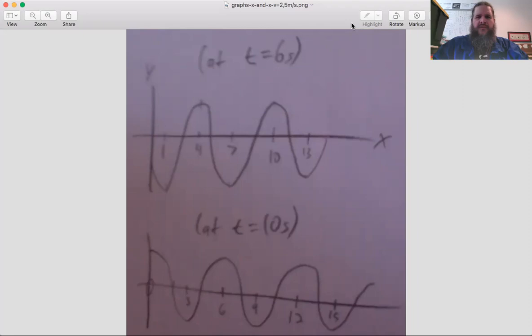So here we have two graphs that are both position graphs. Forgot to label one of them. Let me fill that in. So these are both X versus Y graphs taken at two different instants in time.